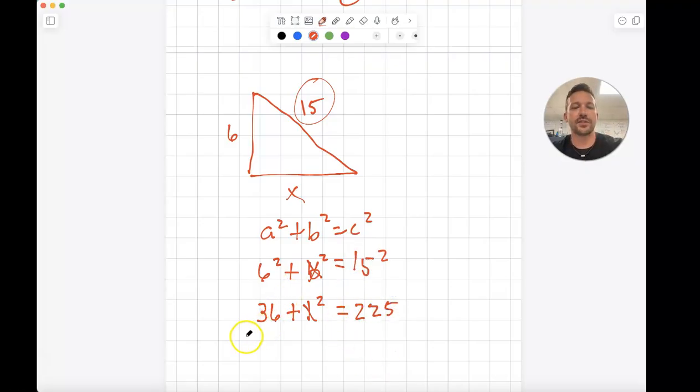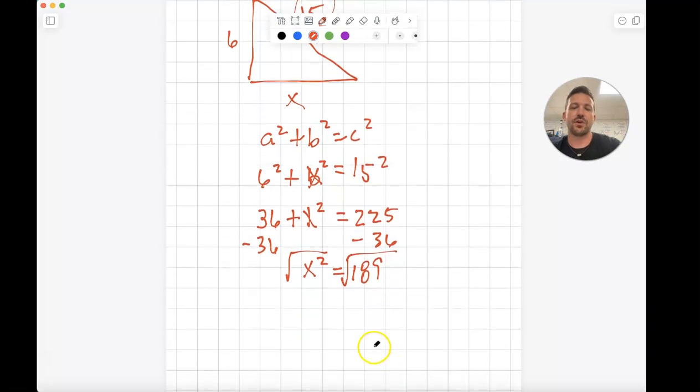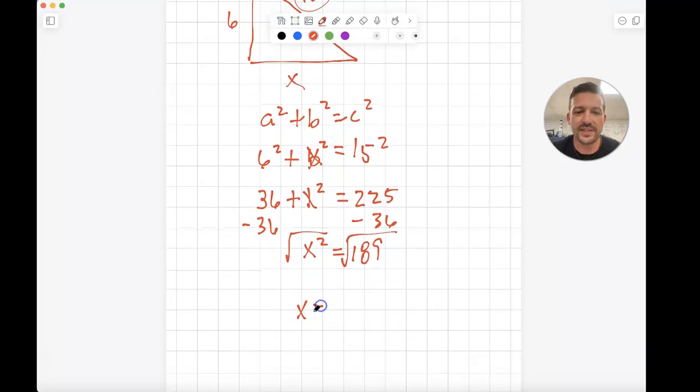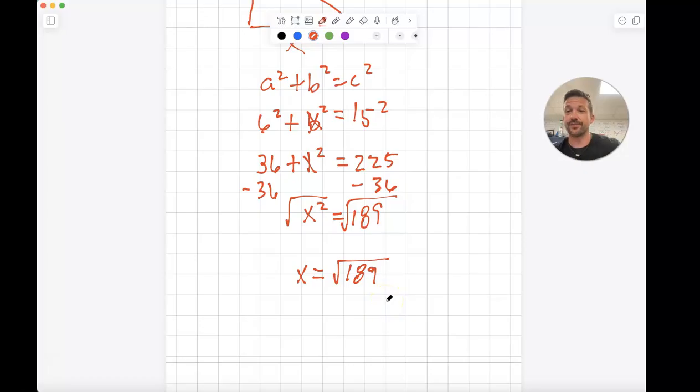Okay, we need to solve for x, right? So we're going to subtract off 36 from both sides. It's going to leave me with x squared equals, okay, 225 minus 36 is going to be 189. And we just square root that. So then x is equal to the square root of 189. Now, that looks like you would probably be done, right? But we can break this apart.